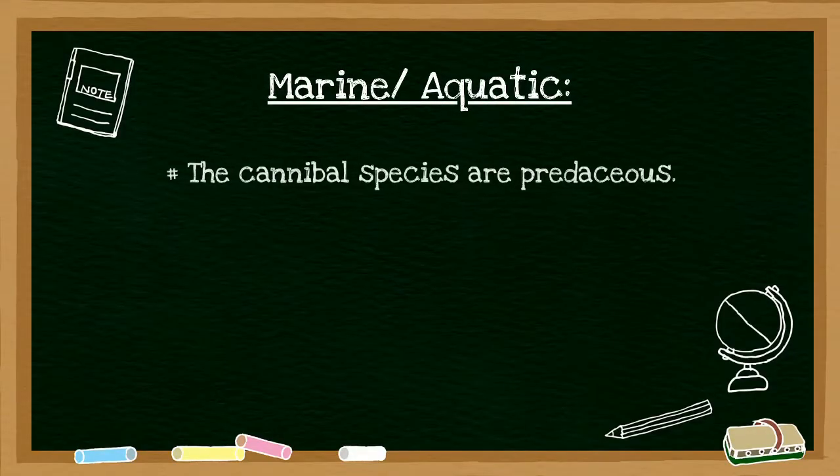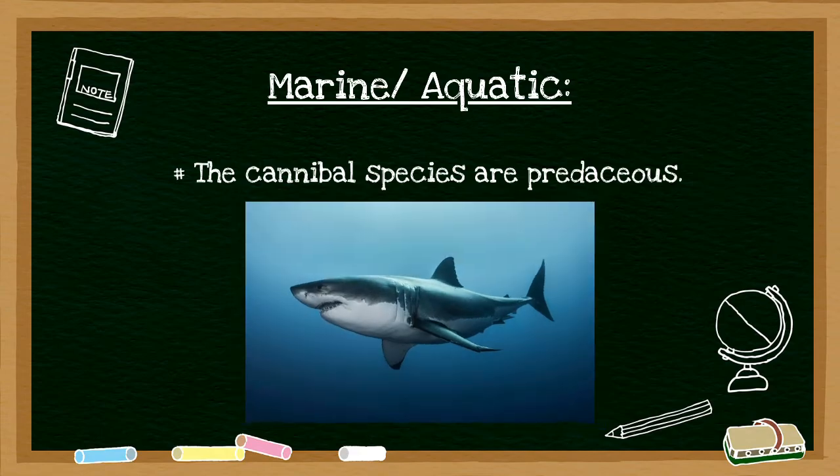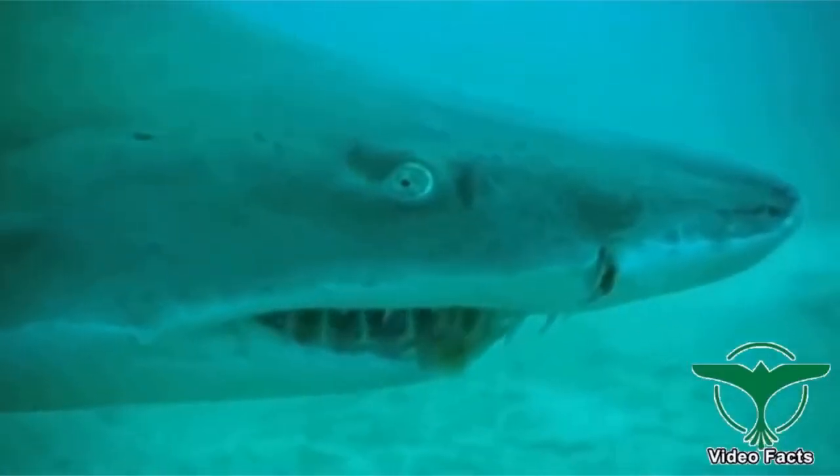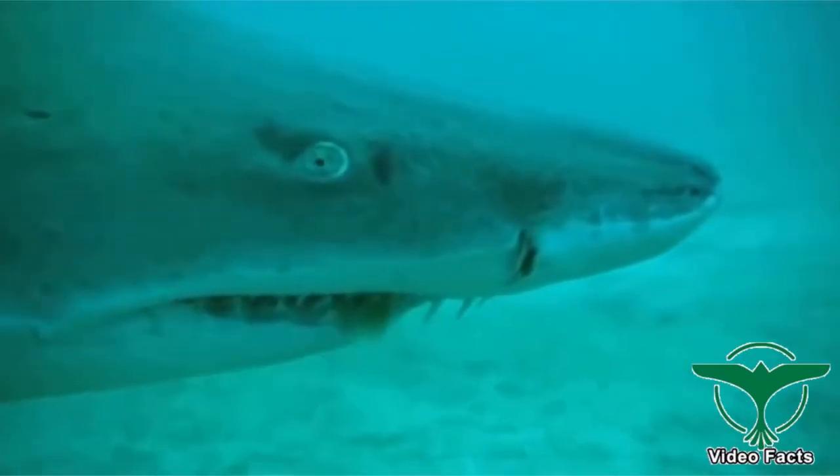But the main question is how cannibalism gets triggered in the population. There are a lot of trigger factors that can cause this interaction. For marine and aquatic habitats, the cannibalistic interaction occurs because mostly the cannibal species are predaceous, such as sharks. For example, a sand tiger shark pregnancy may begin with 6 or 7 embryos in the womb, but often only 1 or 2 will make it to birth.